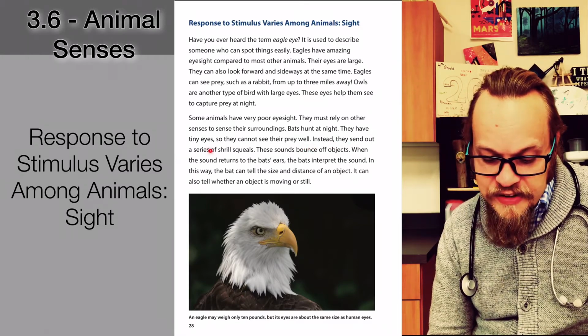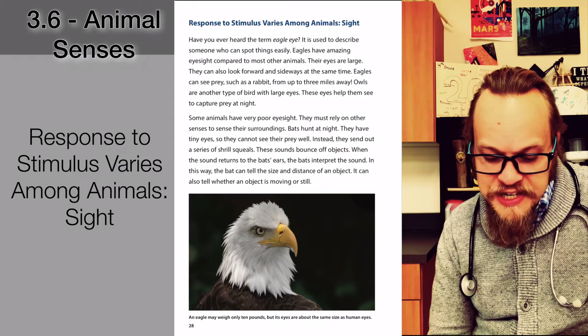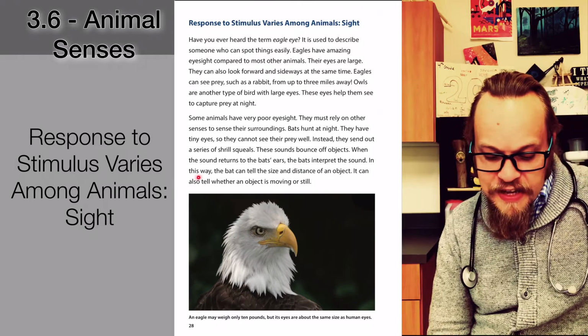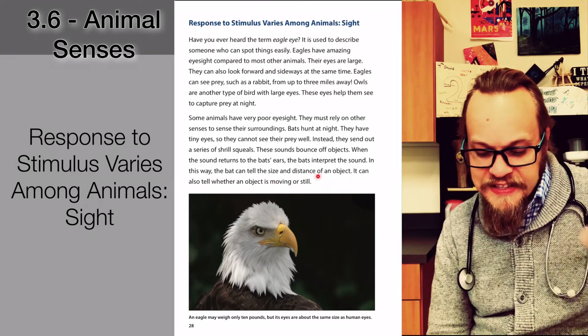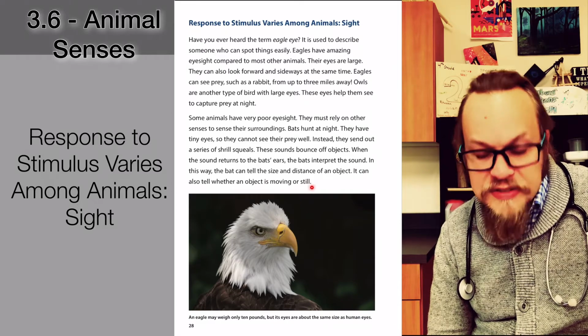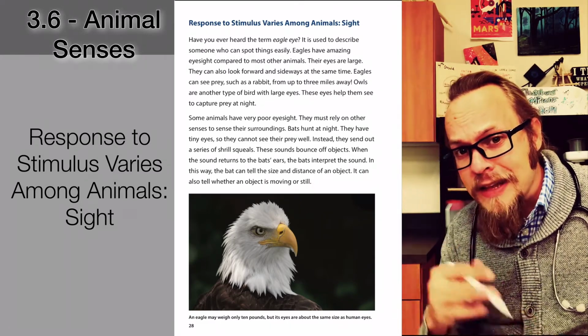Instead, they send out a series of shrill squeals. These sounds bounce off objects. When the sound returns to the bat's ears, the bats interpret the sound in this way, and the bat can tell the size and distance of an object. It can also tell whether an object is moving or it's still. It's called echolocation.